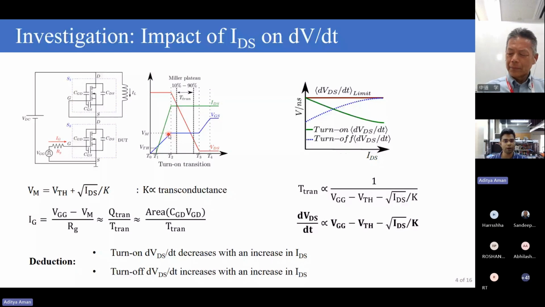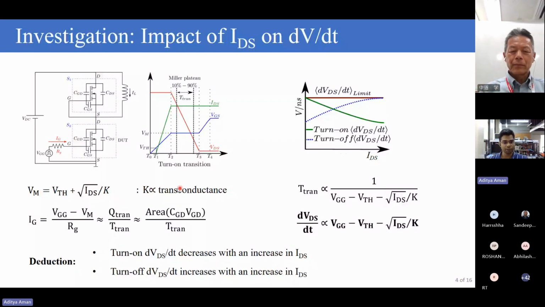At this value, the gate to source voltage gets clamped to a potential which is known as the Miller potential. The Miller potential is given by this particular algebraic equation, which is obtained from device physics. Here Vm is the Miller potential, Vth is the threshold voltage, IDS is the channel current, and K is the device constant, which is proportional to the transconductance of the device.